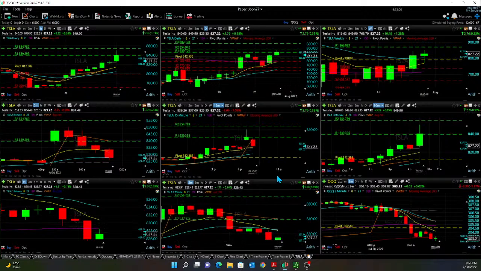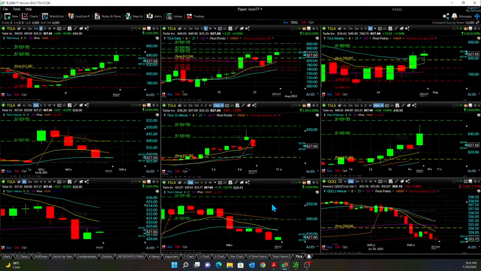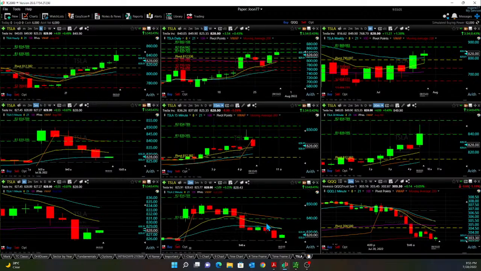As you can see, QQQ here is actually going back down to a red bar. Now this might push Tesla back down.